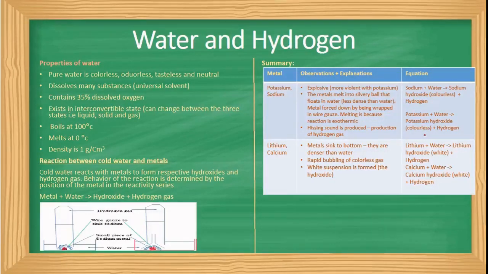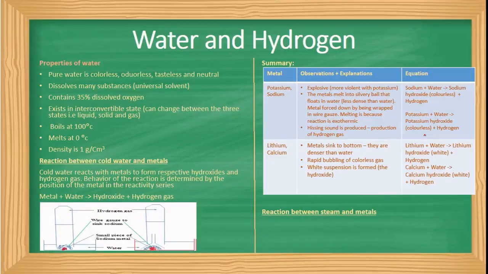In the cases of lithium and calcium, they are denser than water, so they sink down in the trough, and there is rapid bubbling of colorless gas, which is hydrogen. For them, white suspensions are formed because their hydroxides are white in color. Now, that is the reaction between cold water and metals.